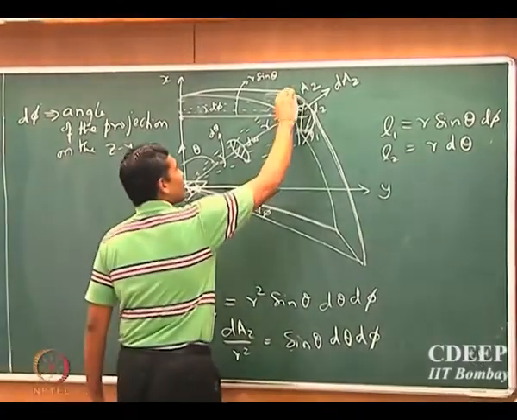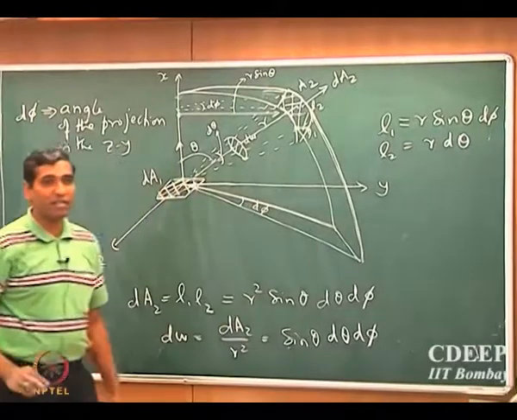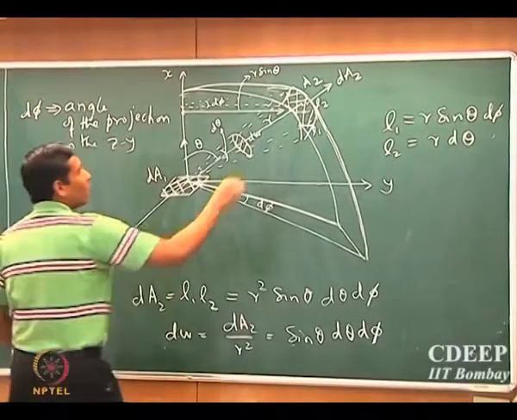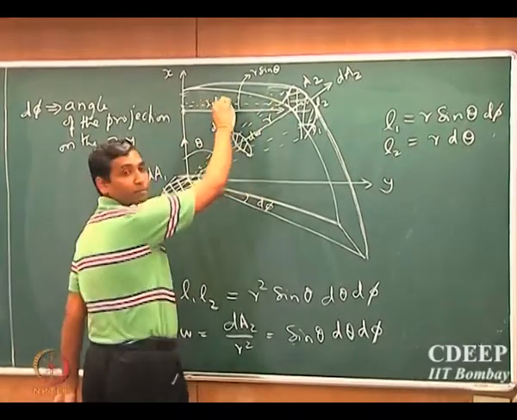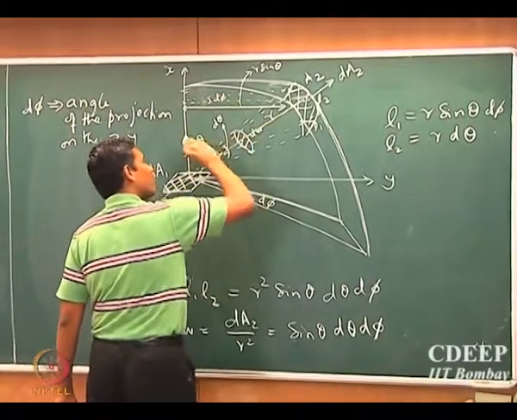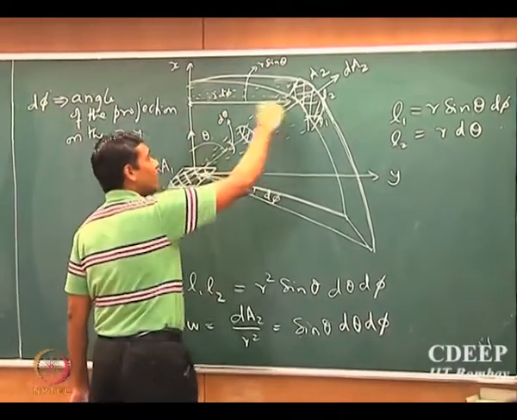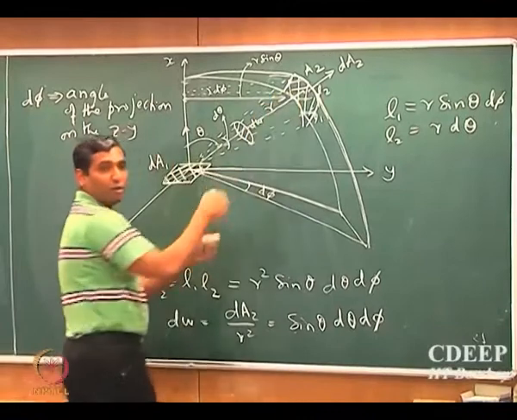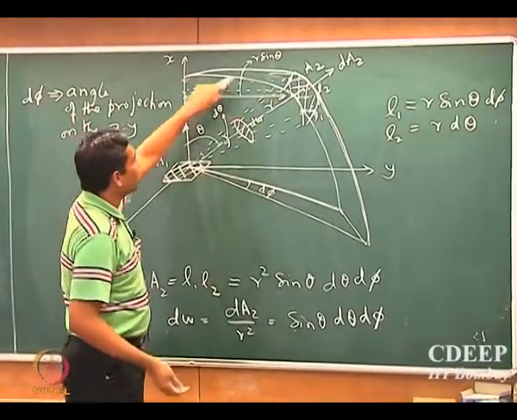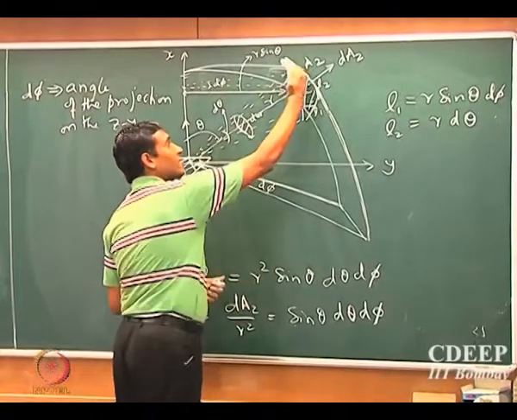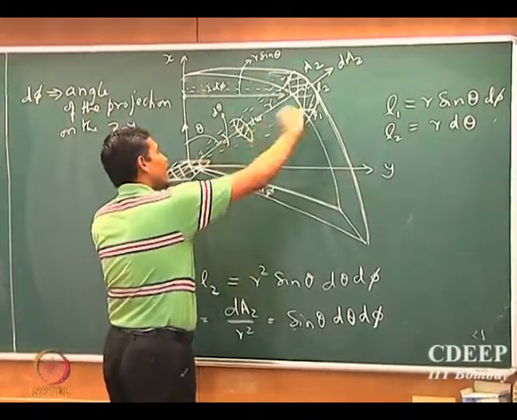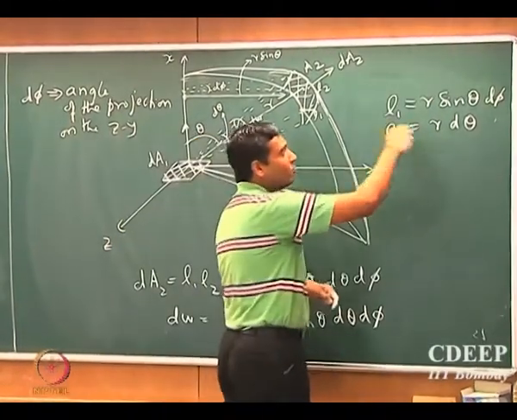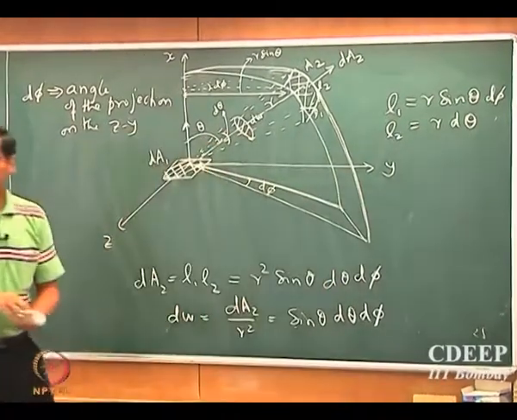So L1 is essentially the length of this arc. L2 is the length of this arc, right? So this is a differential element of an arbitrary surface. L1 is nothing but this length multiplied by d phi, and this length is r into sin theta. This is theta, and sine is opposite by hypotenuse, so the linear distance is r sin theta, multiplied by d phi gives you L1. And this length is in the xy plane, so that is the radius multiplied by the angle in that plane, which is d theta. So r d theta will be L2 and r sin theta d phi will be L1. Any other questions?